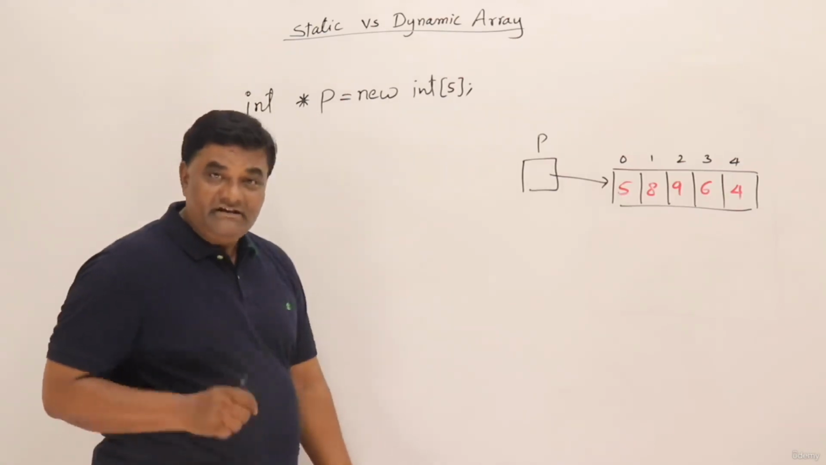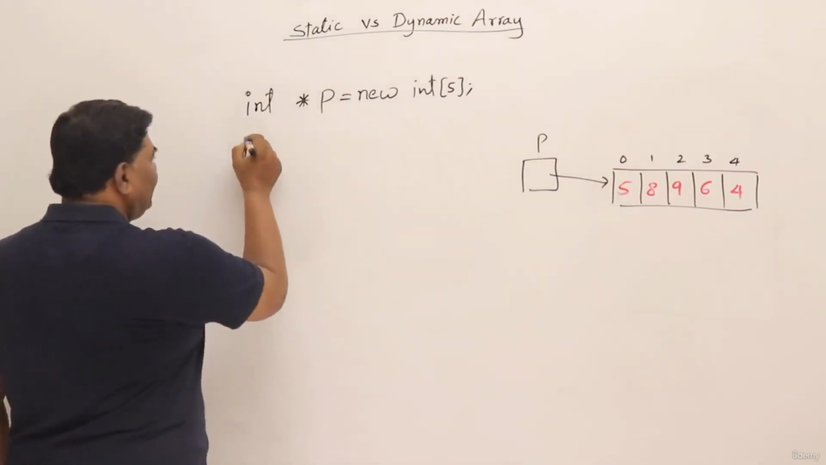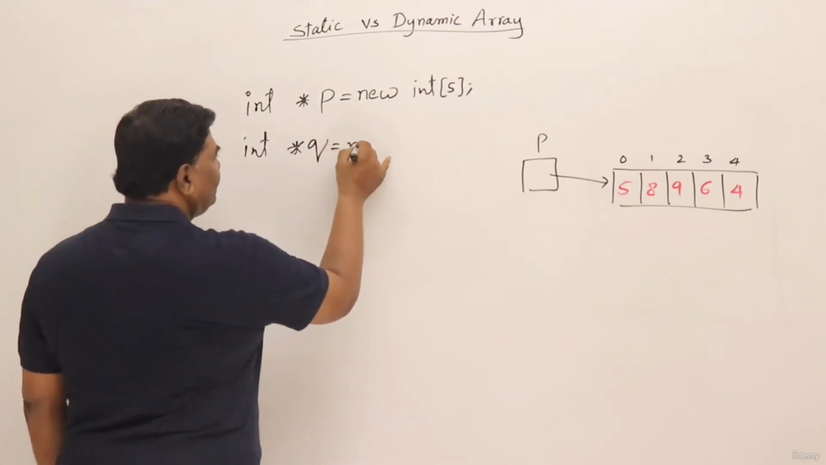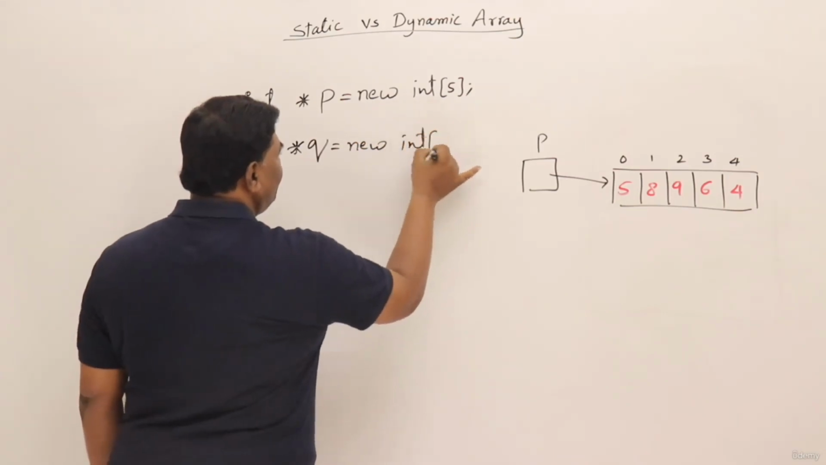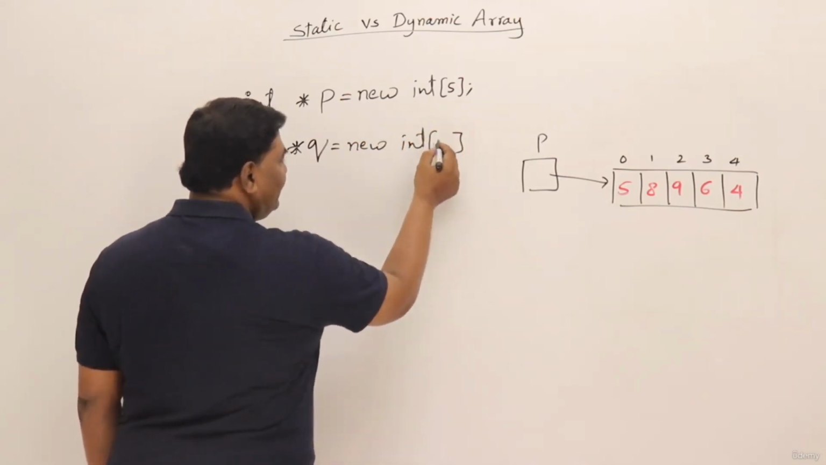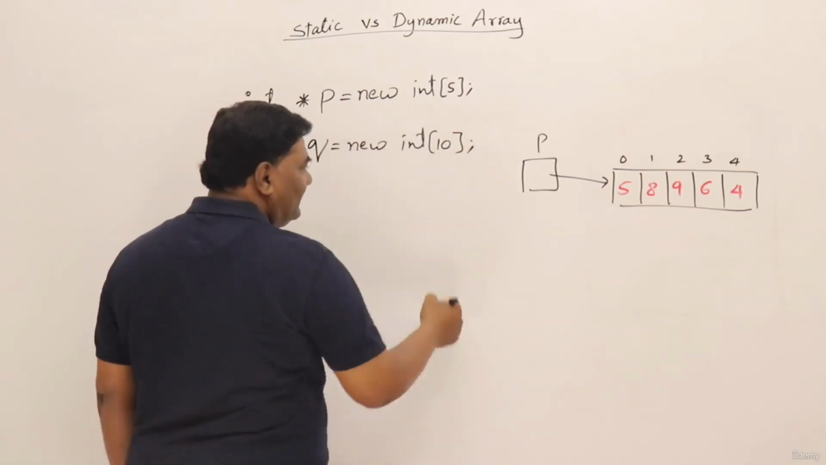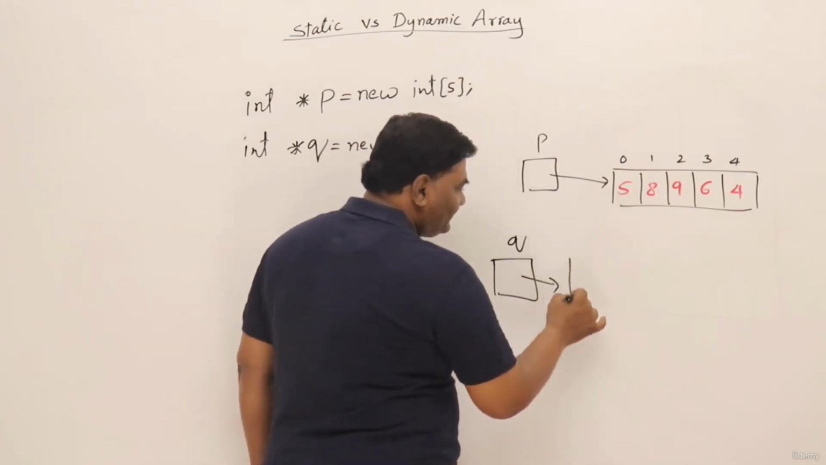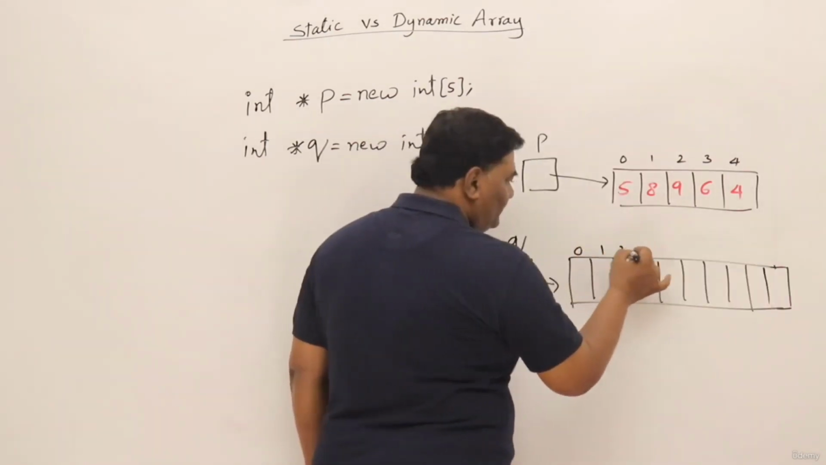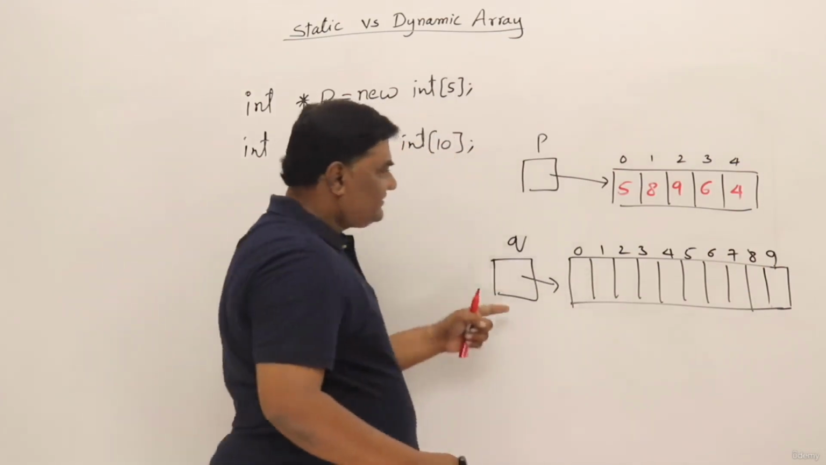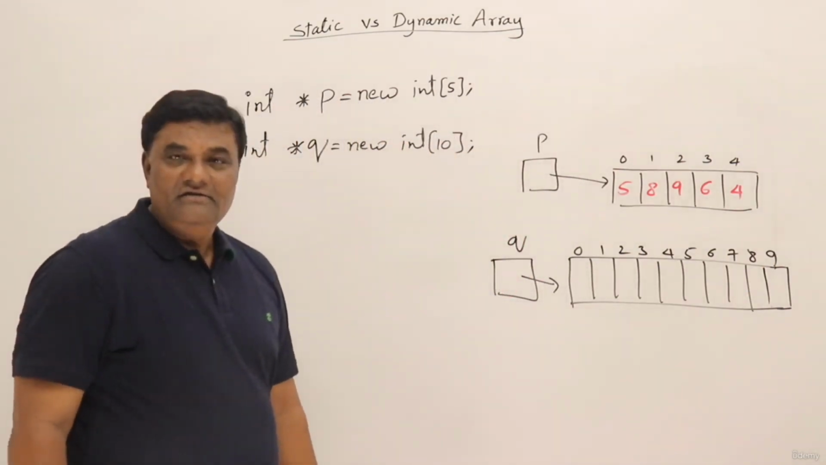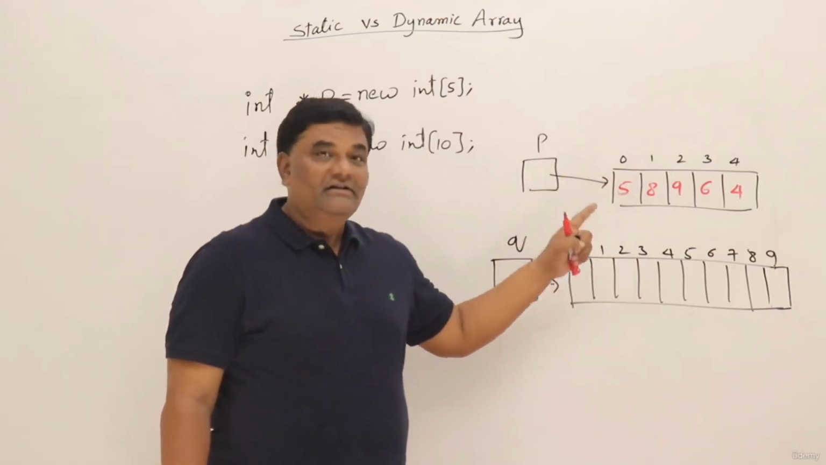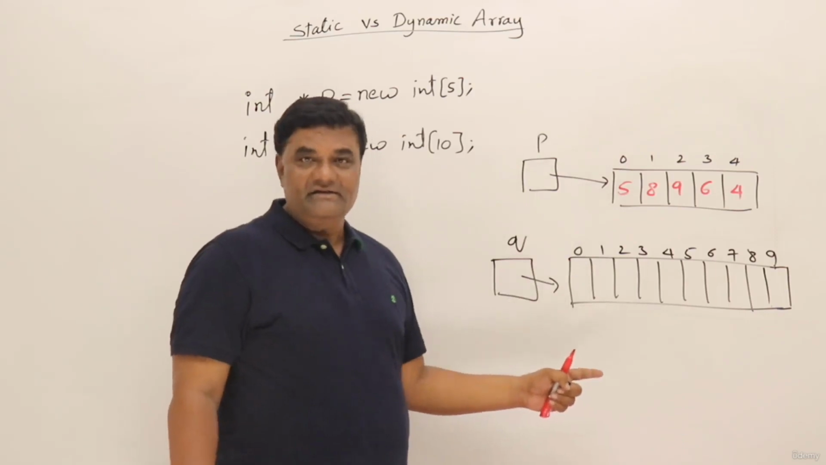Then one method for increasing the size is to take one more pointer, let us call it Q, and create a new array of the required larger size. Let us say I want an array of size 10. Then pointer Q will be pointing upon an array with a larger size, 0, 1, 2, 3, and so on. Now this Q is pointing on a larger size array. So I cannot increase the size of the same array. I already said that. So the alternative is to create a bigger size array.